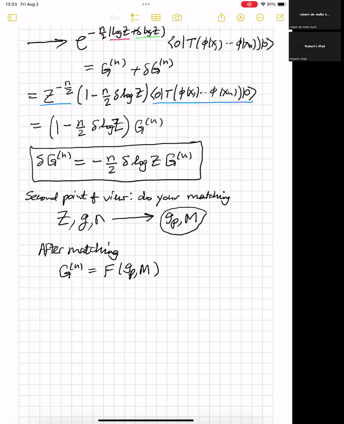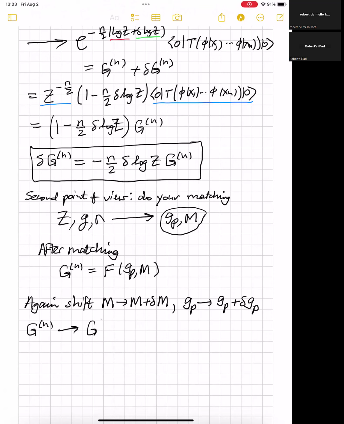So we again perform a small shift in the scale. So again, shift M goes into M plus delta M. Under this shift, we will find that the physical coupling will have to be changed. So it'll be the physical coupling plus some small change that we have to apply because now we're working at a different renormalization scale. So what happens to G of n? Well, G of n will go into G of n plus delta G of n.